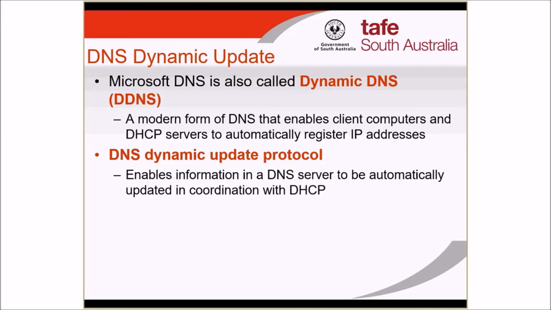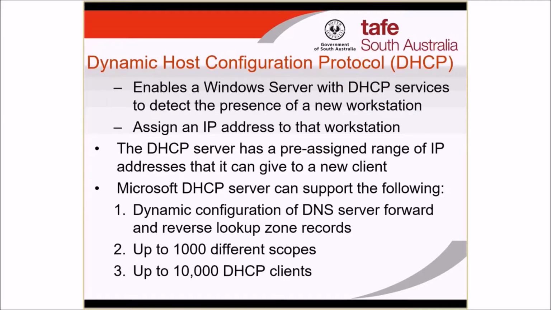And you know, with client computers, their IP addresses can change all the time. So it's dynamic because it's changing. It means it automatically updates those entries. So the dynamic DNS update protocol enables information in the DNS server to be automatically updated in coordination with the DHCP server. So if the DHCP server gives your computer a certain IP address, that then updates the DNS records with that particular IP address. That's what it's saying. So that takes us to our second service that we're going to look at today. Okay, so we'll be doing worksheets to do with this.